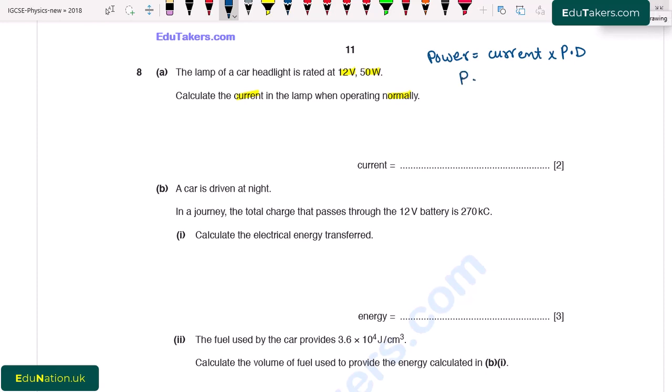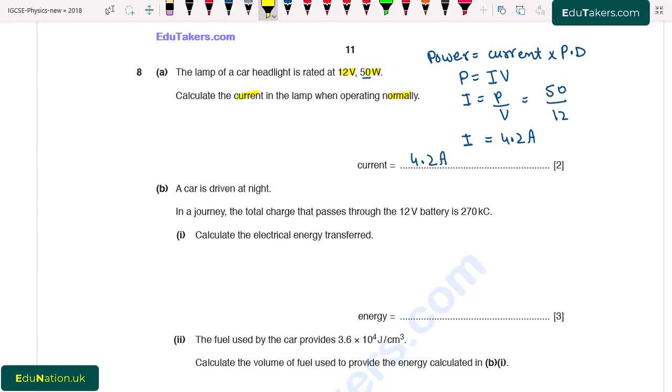So I write here P is equal to IV, and I will be equal to P over V. So power here is given 50 watt. It will be 50 divided by potential difference, which is 12 volt. So the value of current comes to be 4.2 amperes. I write here current is equal to 4.2 ampere.